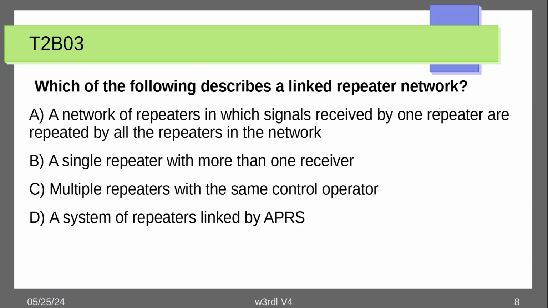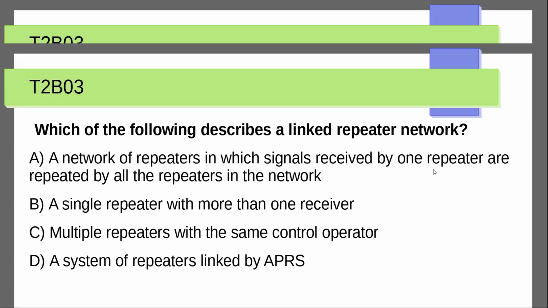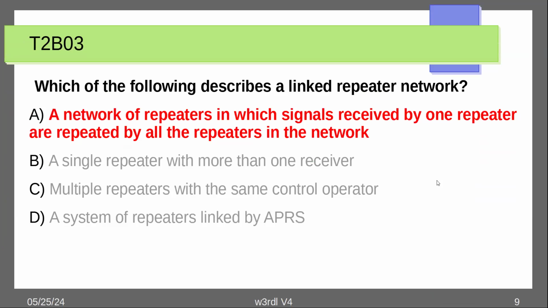Which of the following describes a linked repeater network? Alpha. He's reading them all twice, right? That's a lot of answers there. Never grab the first one that looks right.